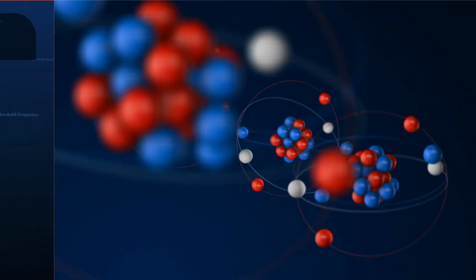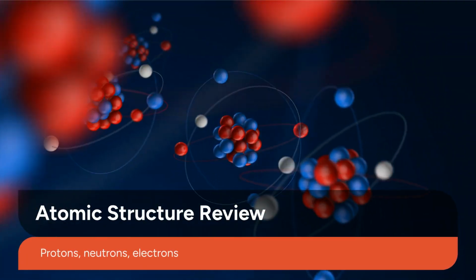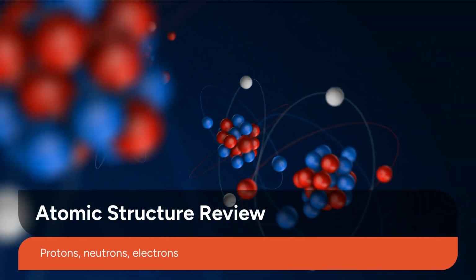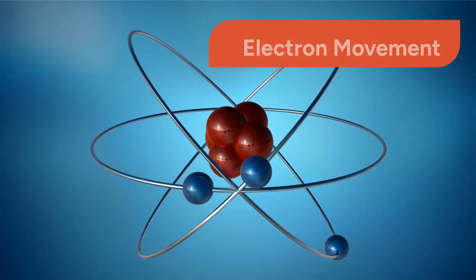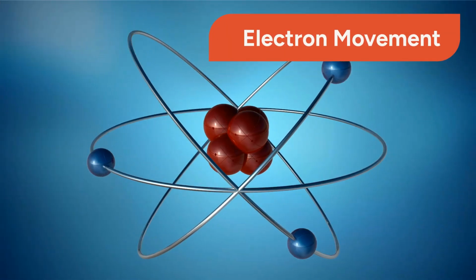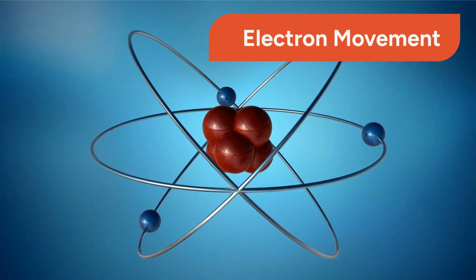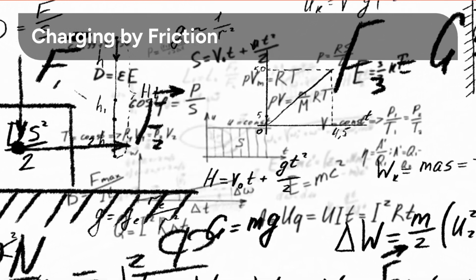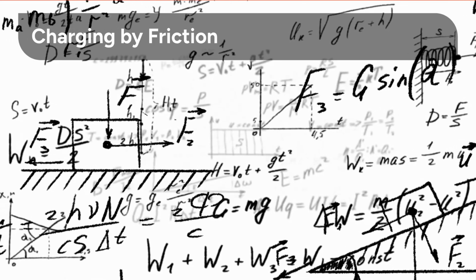To understand static electricity, we must first look at the building blocks of matter, atoms, and the critical role of electrons. Remember, atoms have a nucleus with positively charged protons and neutral neutrons, surrounded by negatively charged electrons in orbit. The key to static electricity is that electrons, the negatively charged particles, are what move between objects, creating the charge imbalance.